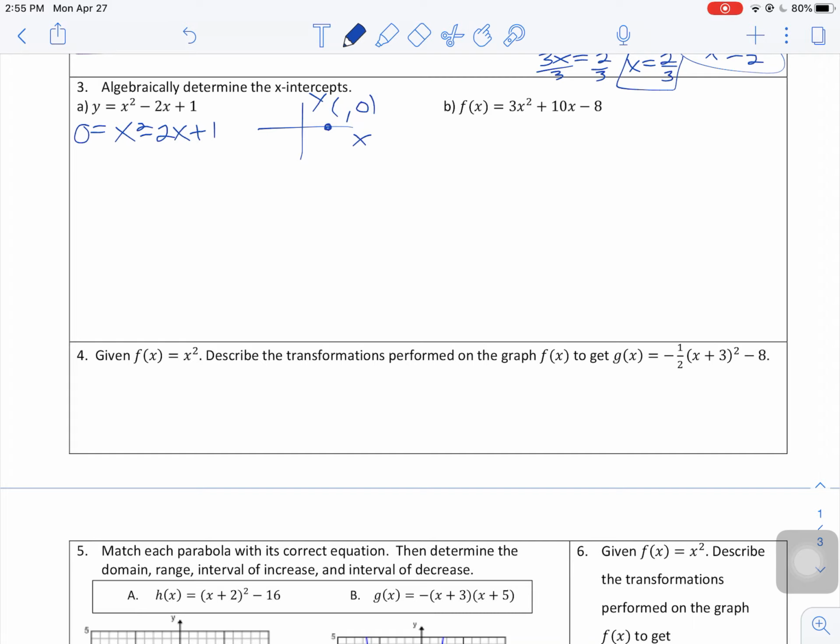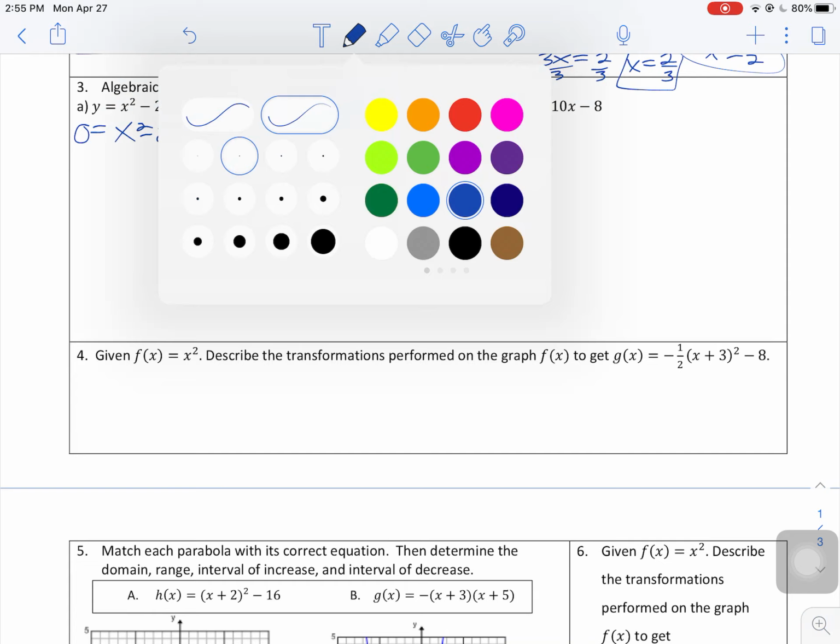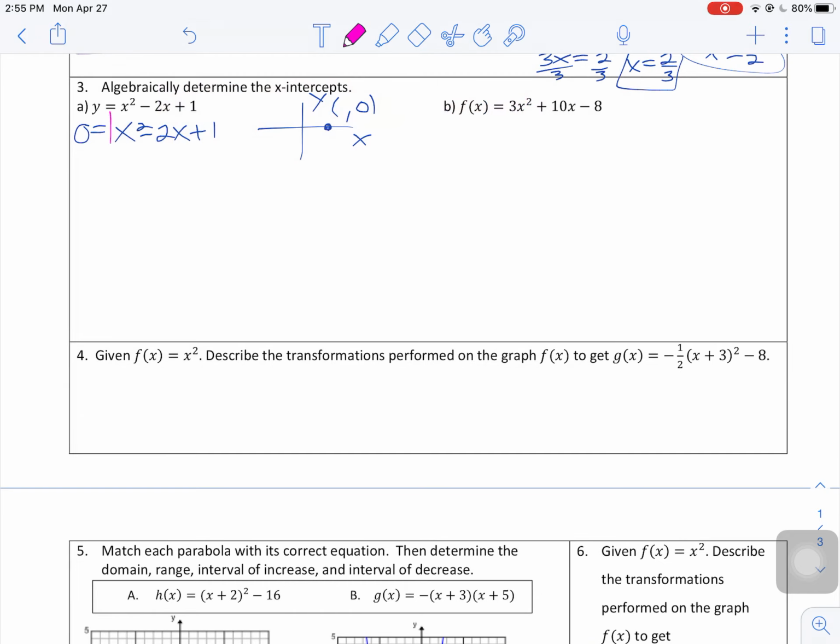So when looking at part A, I don't see a GCF. I see 3 terms, and the number in front of the x squared is an invisible 1. So this is a basic trinomial. So you want to find 2 numbers that multiply to 1 and then add to -2. So -1 times -1 is 1. -1 plus -1 is -2. So this is x minus 1 and x minus 1.